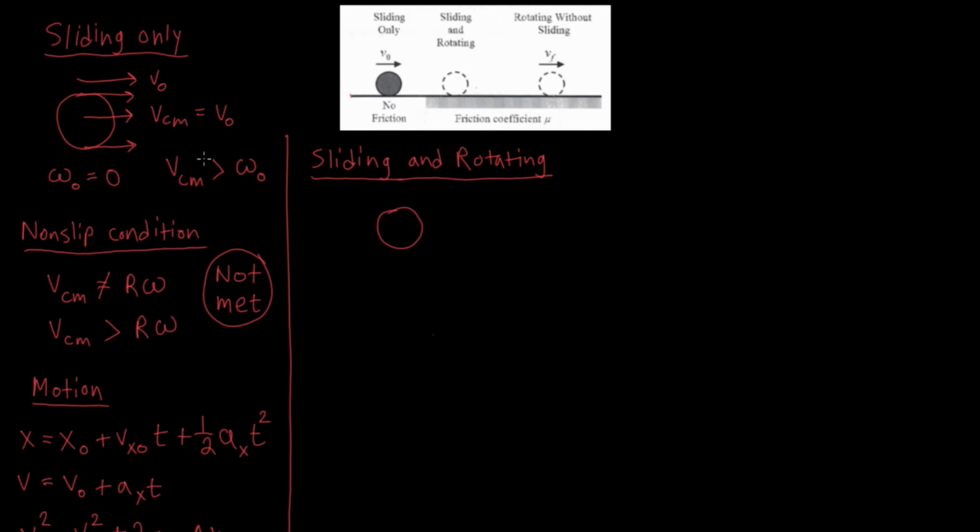Now the frictional force is going to oppose this velocity of the center of mass. It's going to reduce this velocity of the center of mass, and it's going to point in the opposite direction to the velocity of the center of mass, and by doing that it's going to oppose that, decreasing the velocity, and in return it's going to generate a torque which is going to cause this angular velocity to increase. And that's what's going to happen for the object that slides and rotates.